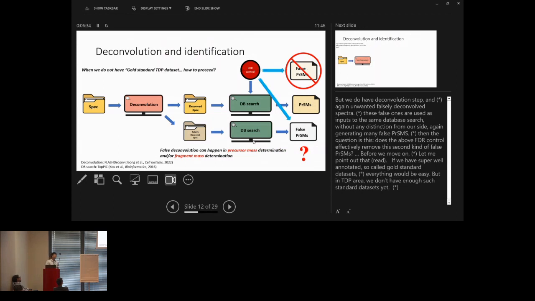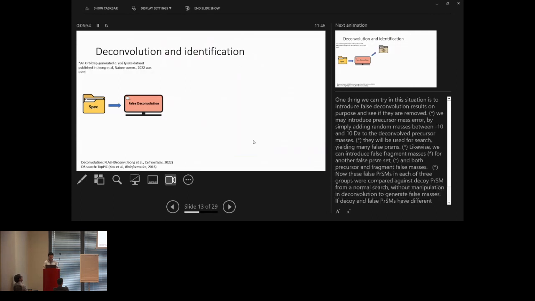One problem with top-down is that we still do not have any gold standard data set. We lack this high-quality data set. People try, but we are not there yet. So when we don't have a gold standard data set, how can we evaluate whether FDR works or not for this scenario?